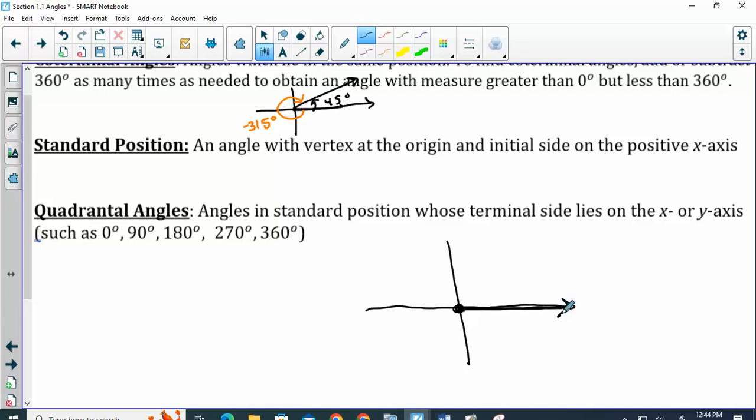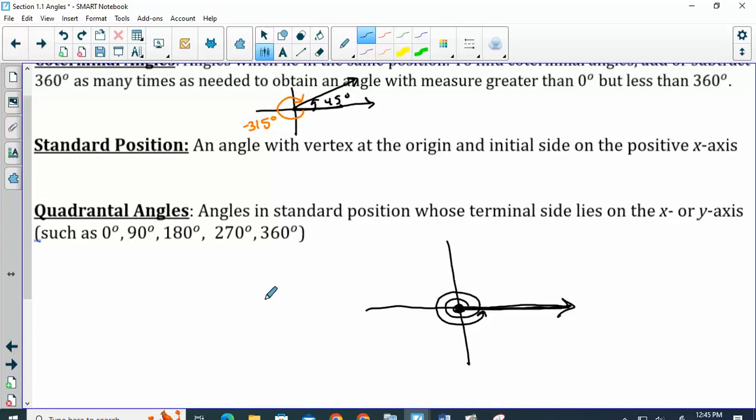If I drew it like that, what would the measure of that angle be? 360, because I went all the way around. So 0 and 360 end in the same spot. The only difference is that line that I drew. Or if I drew it like this, how many times did I go around? 720. So if you want to show a bigger angle, you can draw your line looping around.